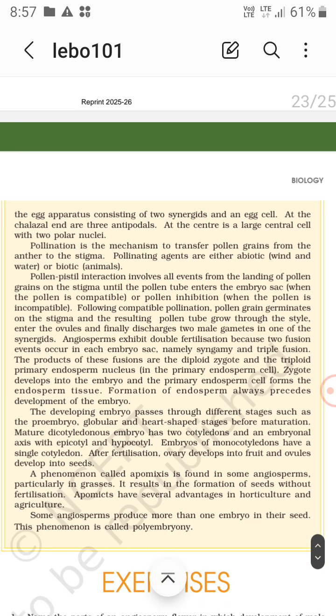Pollination is the mechanism to transfer pollen grains from the anther to the stigma. Pollinating agents could be abiotic, that is wind and water, or biotic, that is animals.